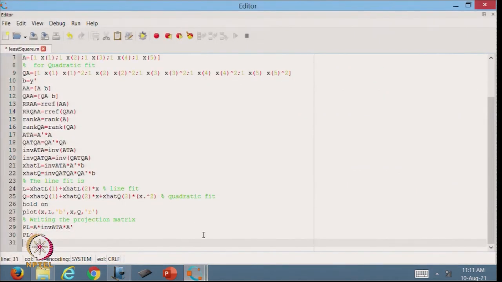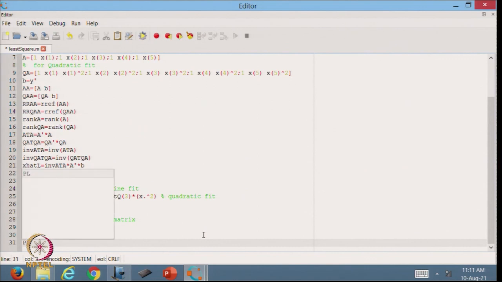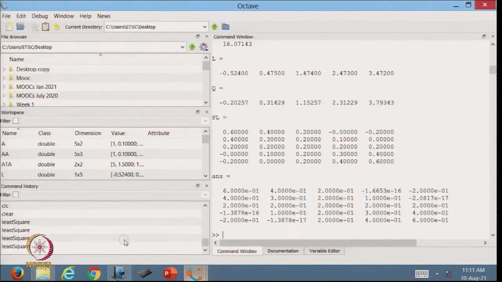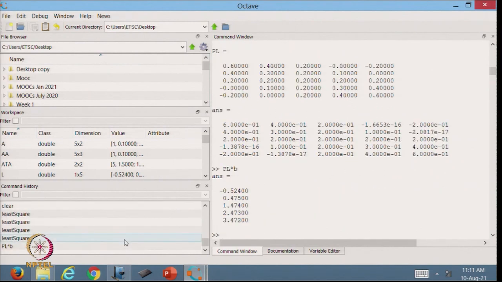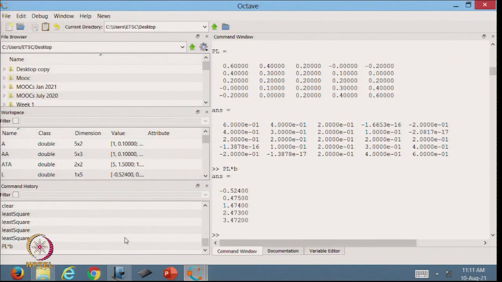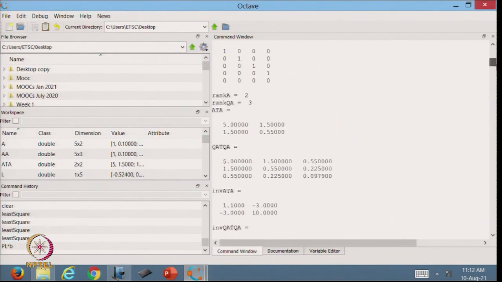And now I can even check from here my PL star B. So that will be my B hat basically. Maybe I can just write here. If I write PL star B, this is my B hat, and from here you can see that B hat is this value. Now if I apply PB, this is my B hat. And now I can solve A x hat is equal to B hat, and then I will get the solution. So you will get the same solution.